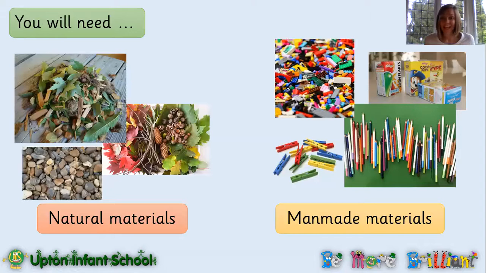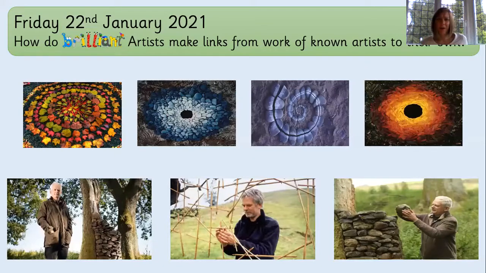Now, all you need today are the materials that you might have gathered this week already. So when you were working with Miss Sadler on Tuesday, you might have gathered some natural materials like stones, leaves, twigs, nuts. You might have been working with man-made materials. So you would have explored your house for this and you might have found some Lego, some pencils, pegs, even explored the recycling bin to see what you could have found. So you just need the materials that you might already have still gathered somewhere, or you can go and find them again later.